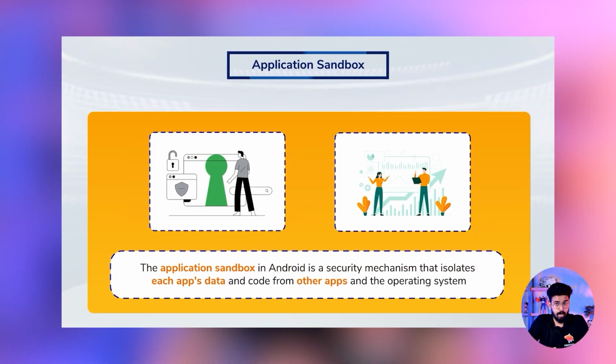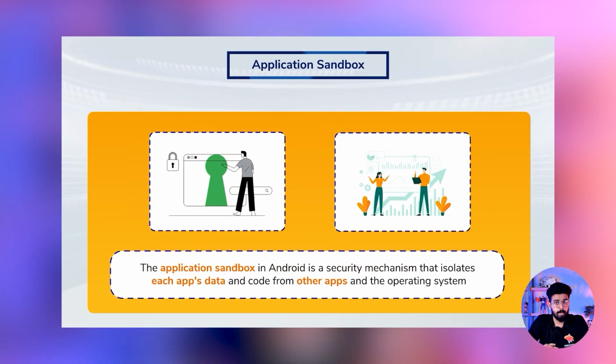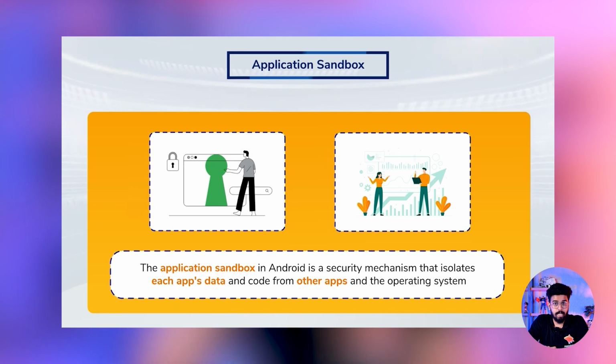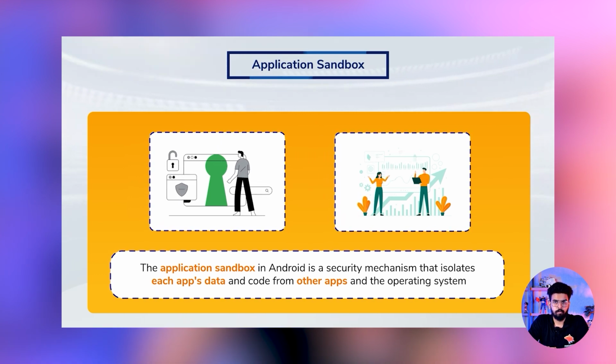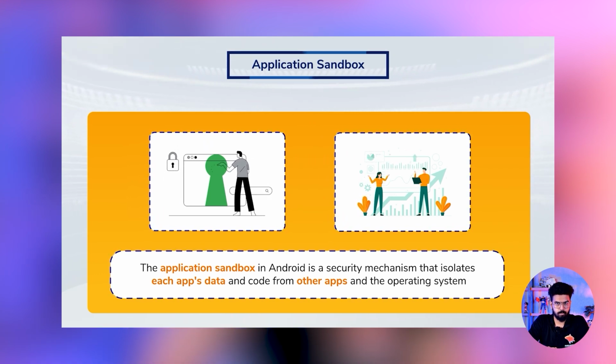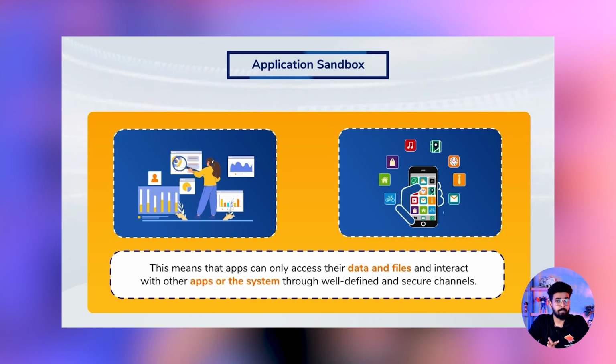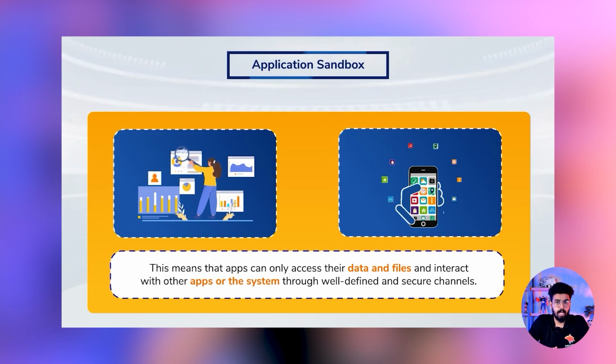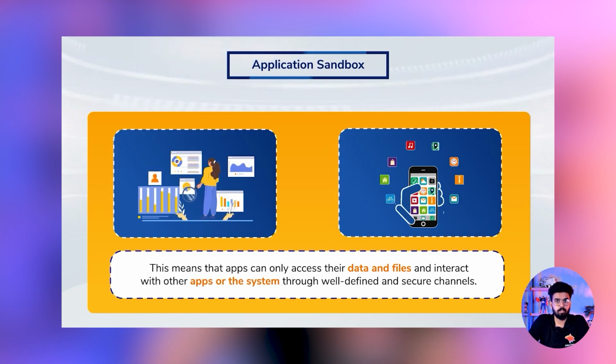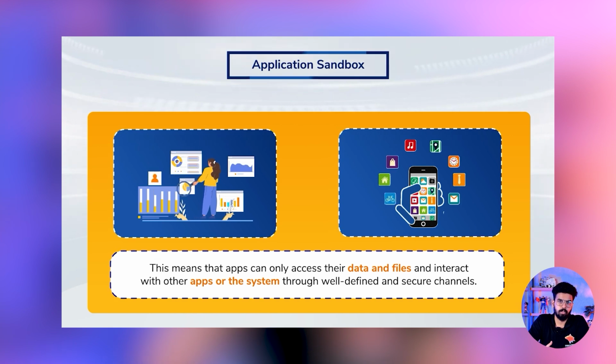To give you a context, let's look at what an application sandbox is. The application sandbox in Android is a security mechanism that isolates each app's data and code from other apps and the operating system. This means that apps can only access their own data and files and interact with other applications or the system through well-defined and secure channels.